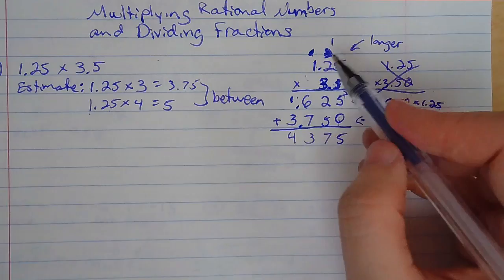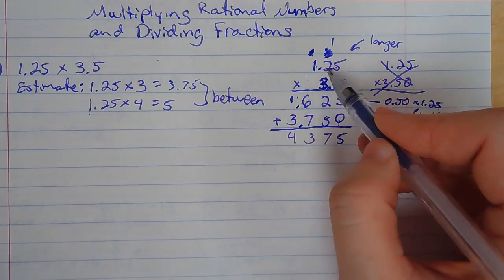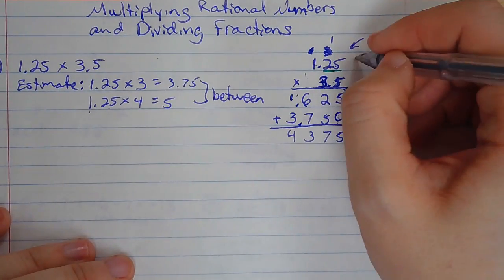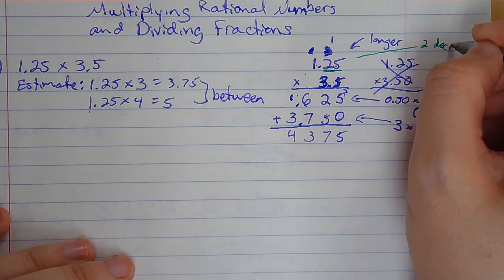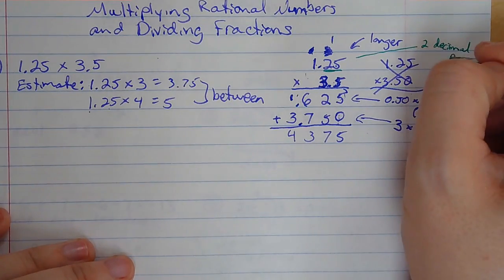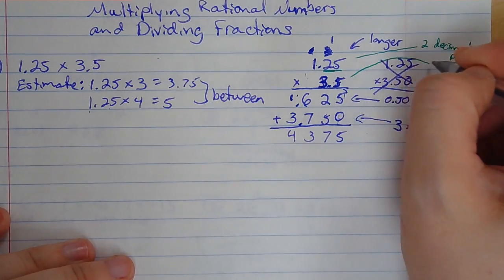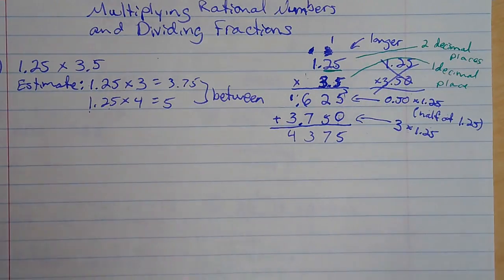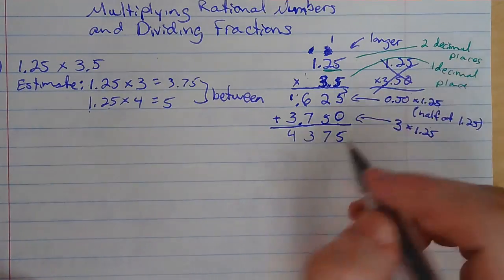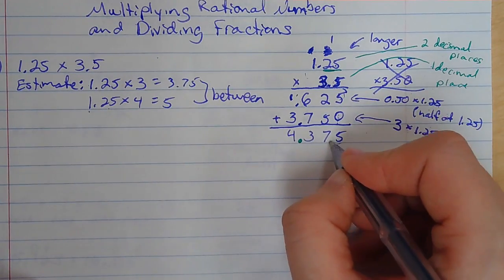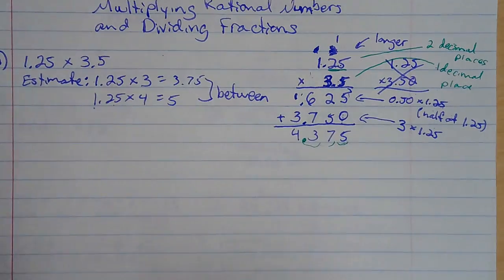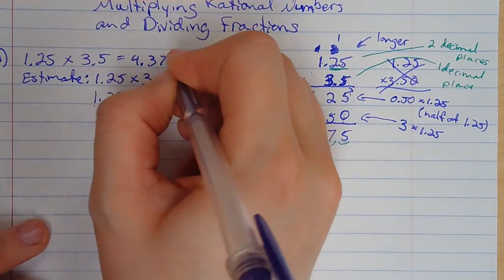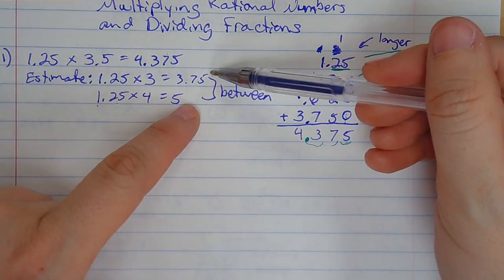But the other way to do it is to look at how many decimal places you've got in your problem. I have so much written here. I'll try to make it neater in the next example. 2 decimal places here and one number behind the decimal point there. That gives you 1, 2, 3 total. So your decimal point goes 1, 2, 3 spaces in. So your solution is 4.375, and then just make sure that's between 3.75 and 5, which of course it is.